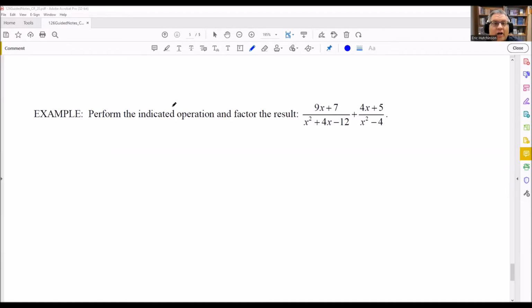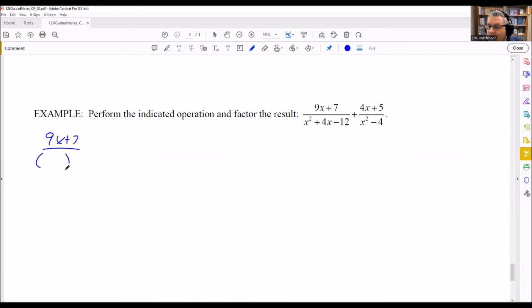When adding these two rational expressions, we need common denominators. Before we know what that is, we have to factor this so that we know what our LCD needs to be. All right, so let's start out with this problem. We'll start out here by factoring the bottom.